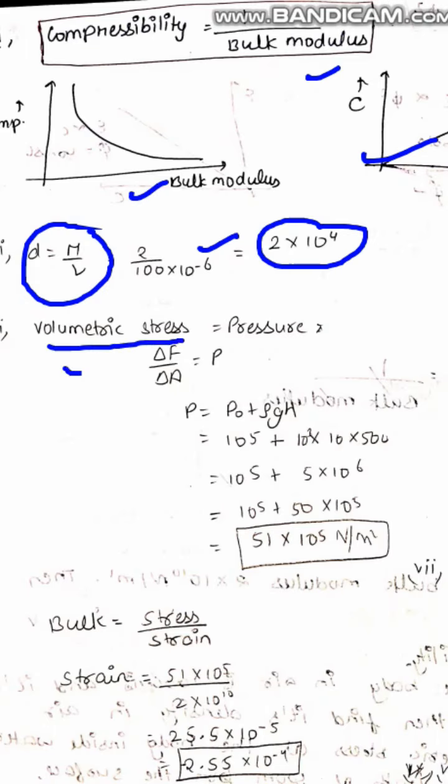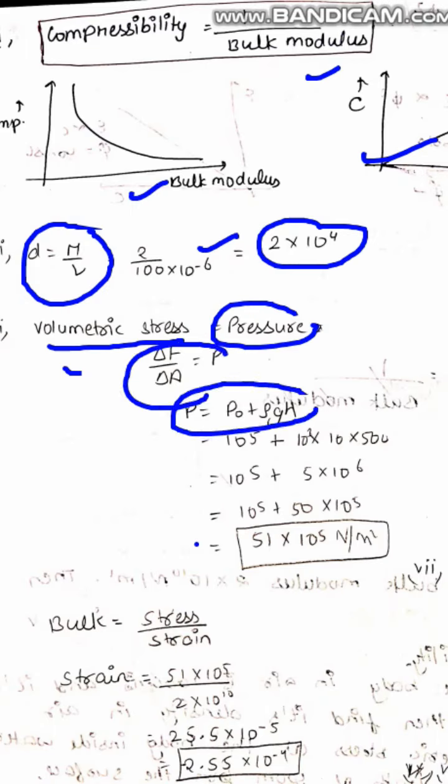Then we need to find the volumetric stress, which is equal to pressure. Pressure we know is equal to P naught plus rho g h. So it will be 51 into 10 raised to power 5. Then we have strain. Bulk modulus is equal to this. Using the concept, we have strain as this.